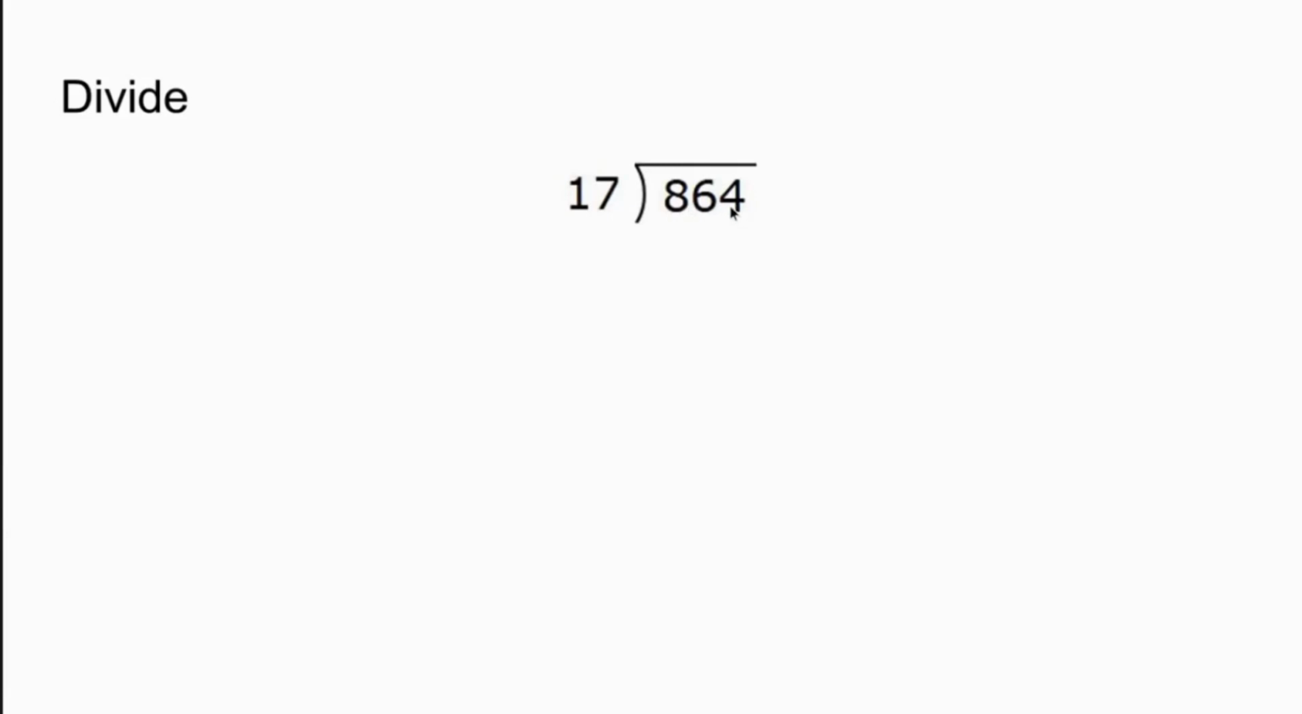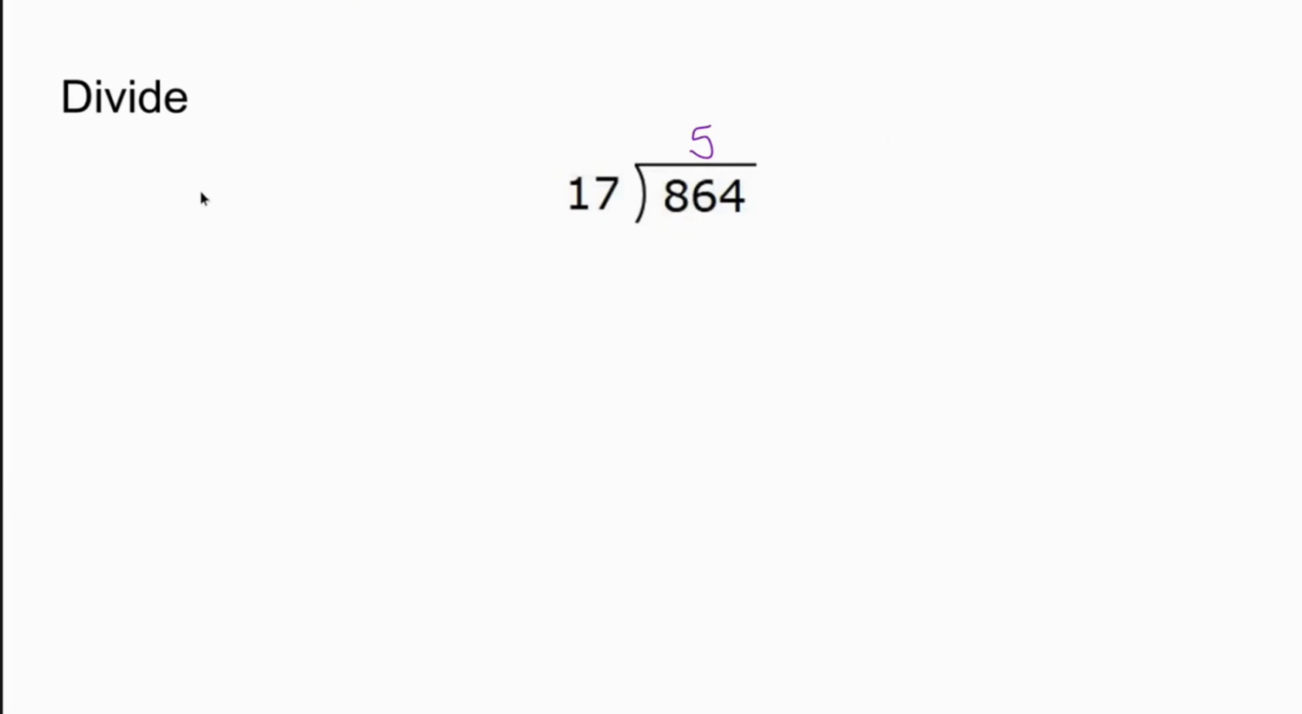Divide 864 divided by 17. Whenever we have a two-digit divisor, we ask ourselves how many times that number goes into the first two digits of this number first, and then we do some long division. So, how many times does 17 go into 86? Well, I'm going to go with 5.